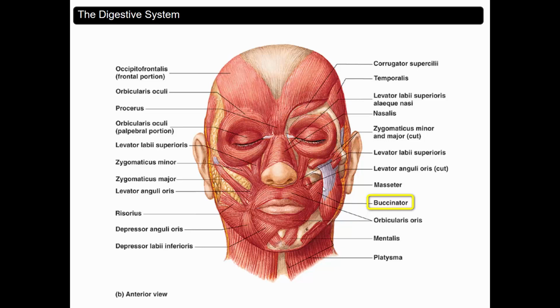I like buccinator because it reminds me of the Baconator sandwich at Wendy's. And like I told you in the last video, I like to eat. So that's my favorite part of the digestive system, actually bringing the food in.